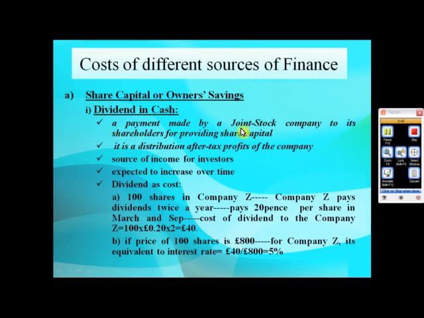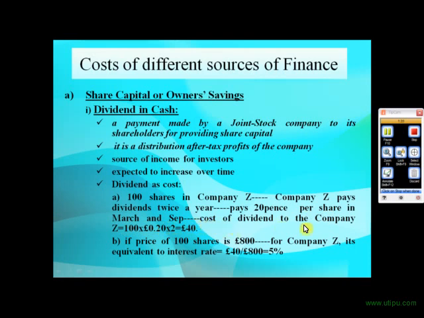A dividend is a payment made by a joint stock company to its shareholders for providing share capital. It is a distribution of after-tax profits of the company, a source of income for investors, expected to increase over time. Dividend as cost: say you hold 100 shares in company Z. Company Z pays a dividend twice a year, 20 pence per share in March and September.